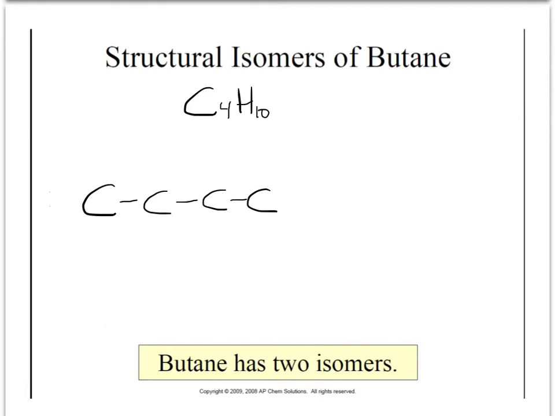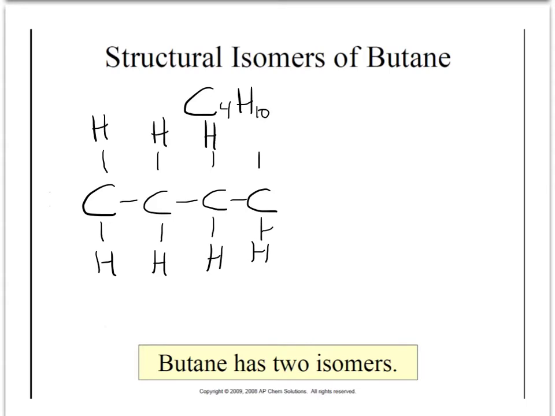The first one's just the normal way, which is a nice straight chain, so let's draw our 4 carbons. And then each of the carbons is going to get 2 hydrogens apiece. And then the 2 end carbons are also going to get another additional hydrogen. And so that makes 10 hydrogens and 4 carbons.